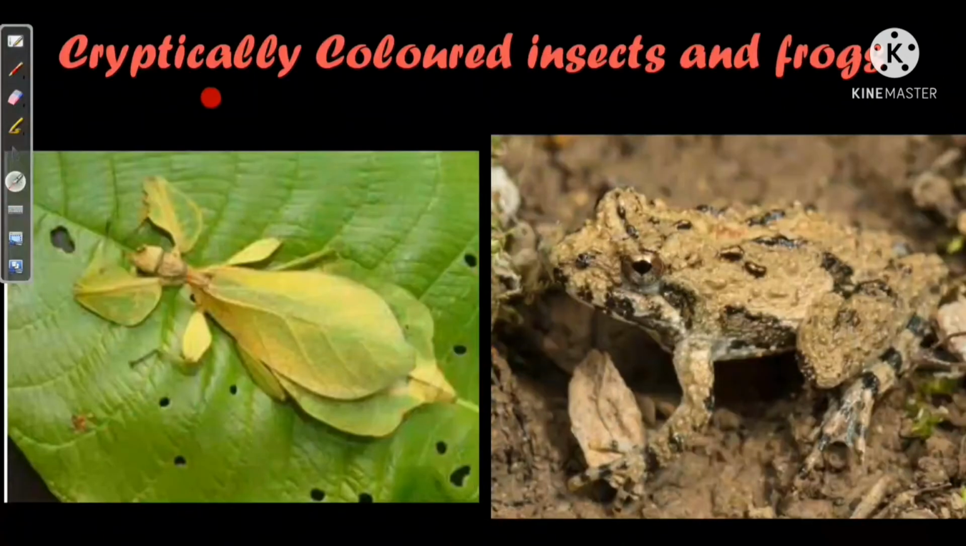Another defense mechanism is that some of the insects as well as frogs are cryptically colored. Like this is a leaf hopper insect. This insect's color is like the surrounding leaf. So they can escape from the predators by not getting noticed. Similarly, this is a cryptically colored frog sitting here. But look at the background. The colors are somewhat the same. So it's unlikely to be spotted by the predator.